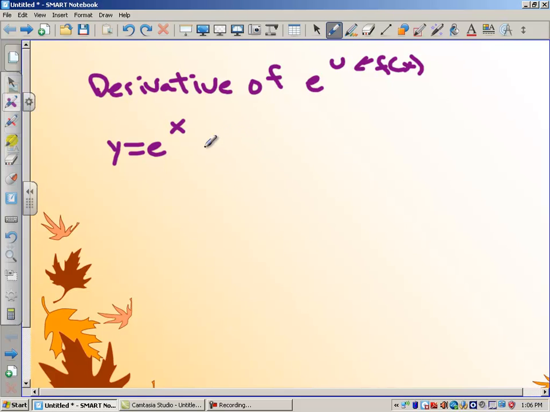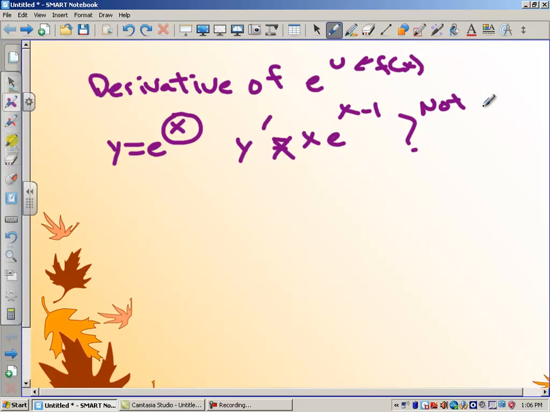And I'm going to ask you, is this derivative equal to x times e to the x minus 1? And of course, you're going to say, no, Mr. G, this only works if this up here is a real number and this is a polynomial. E to the x is not a polynomial. It's called a transcendental function. So this is not a true statement, so you may not do this. No, no, no. Bad math student. So let's take a look at what the derivative is.